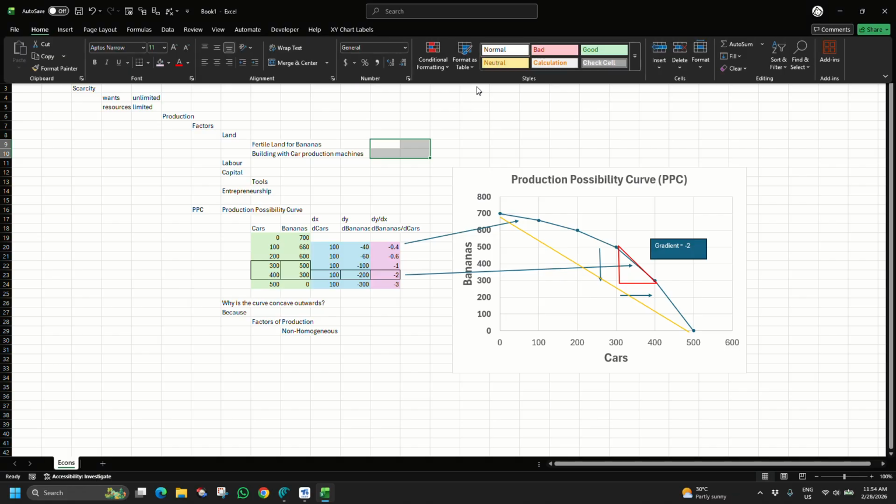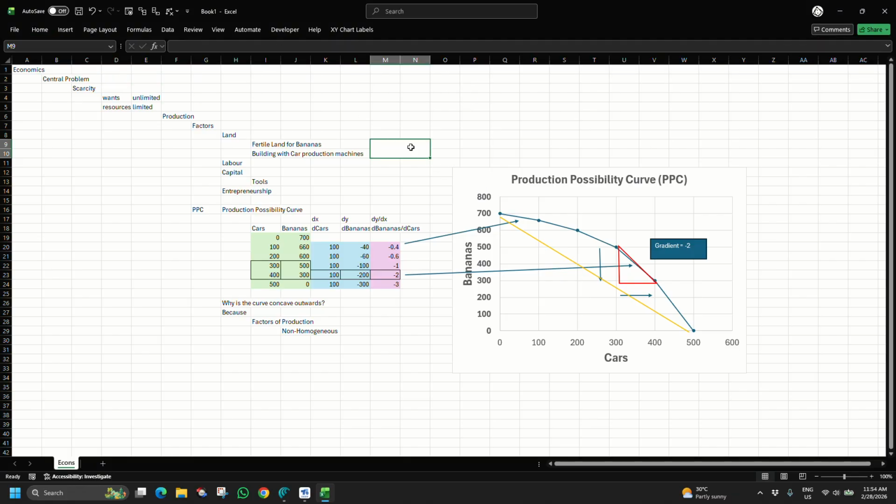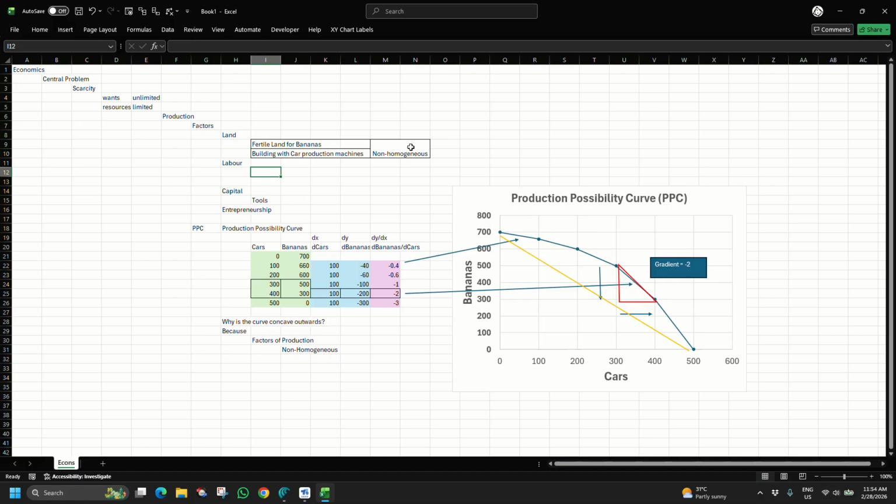So I merge. These are non-homogeneous. This is one example. Then labor, like the kind of people you have, banana farmers working for you, they are experts in that, and then you have car engineers working for you. So you have different types of people working for you, and that is non-homogeneous.